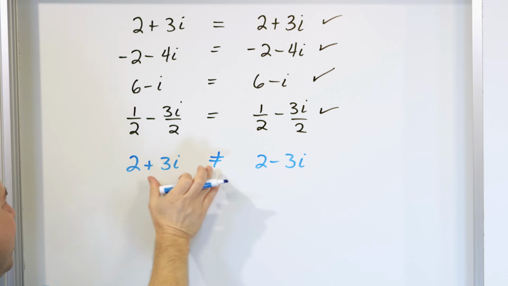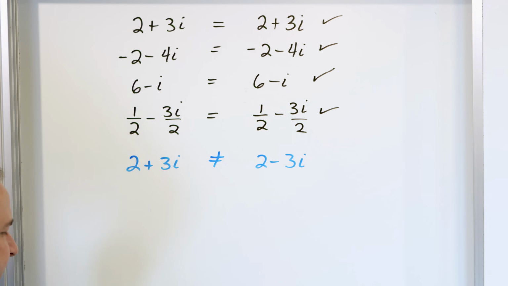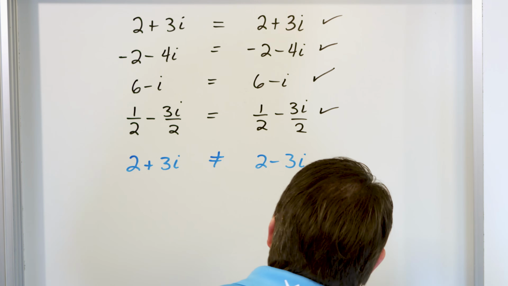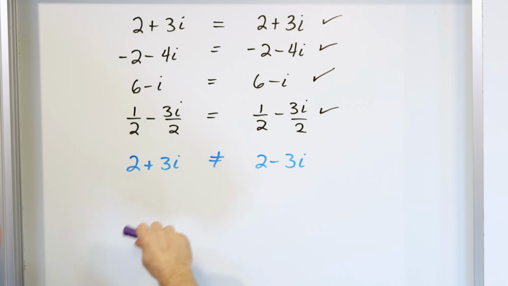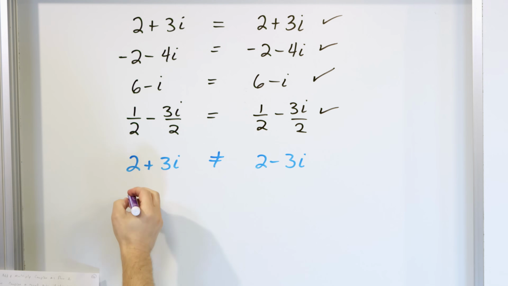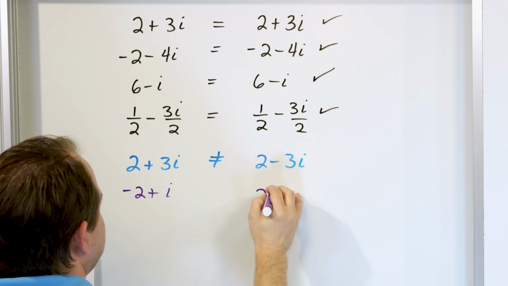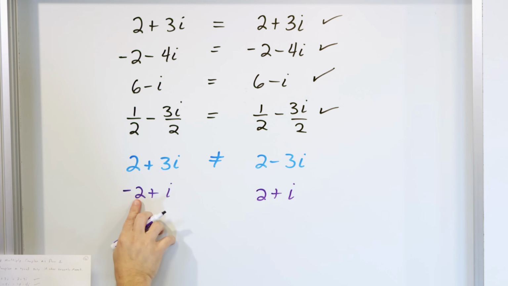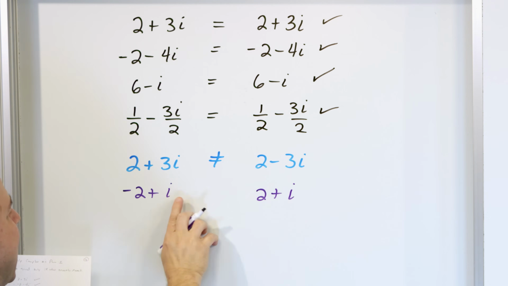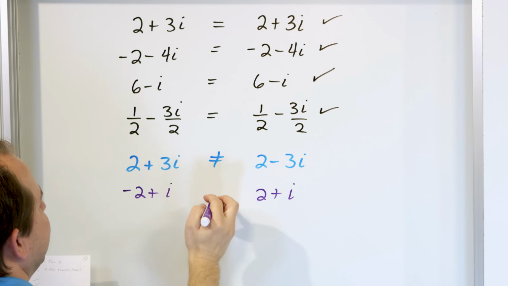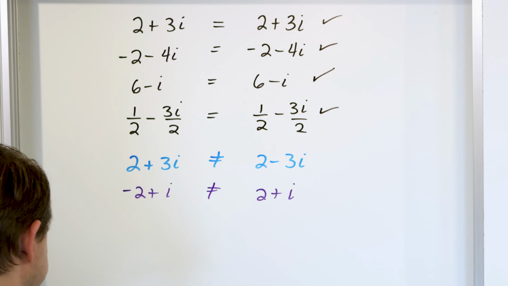So you need to know when two complex numbers are equivalent, and the only reason that they are is if they completely and totally match, including the sign in the middle. What if you have negative 2 plus i on the one hand, and someone has 2 plus i over here? Well, the negative 2 does not match the 2. The i's match, but the 2 and the negative 2 don't, so these are not equivalent to one another.